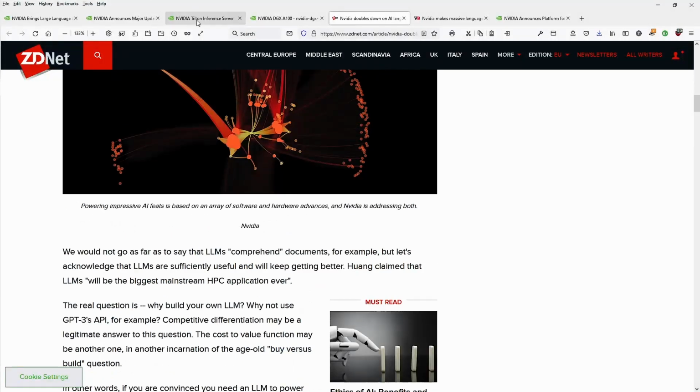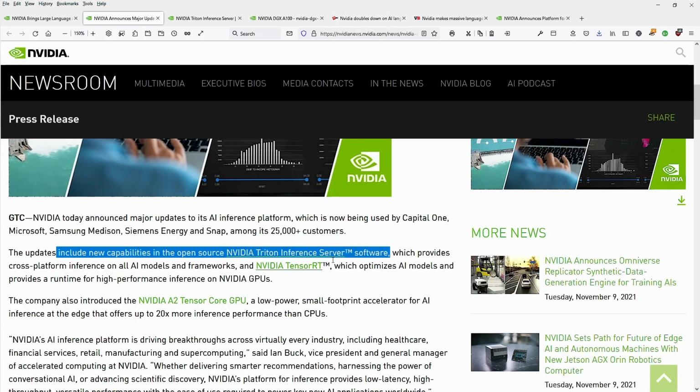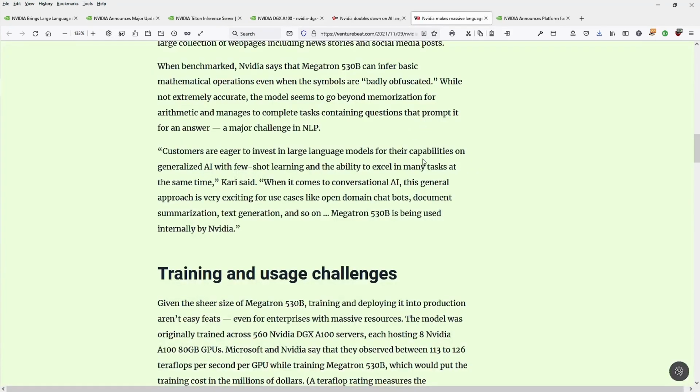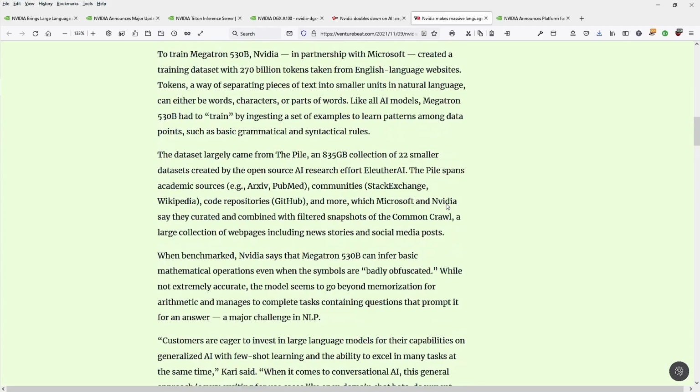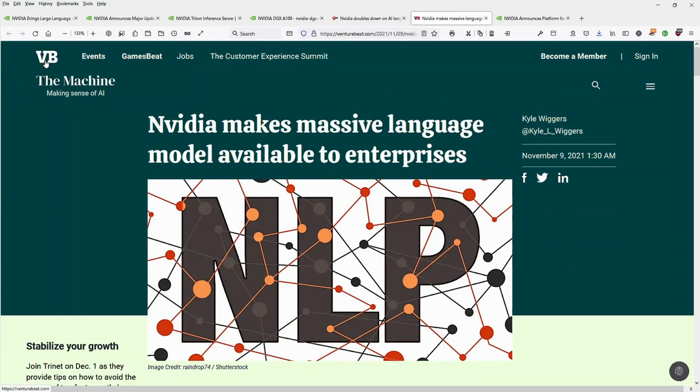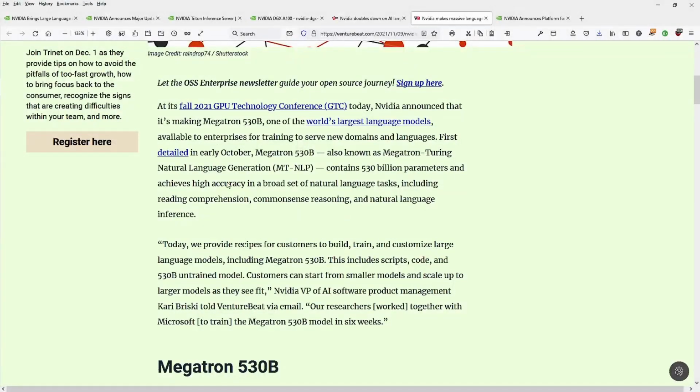So, this was the inference server software. I talked to you about the hardware elements, and now let's talk about the costs. Now, interesting here is an article from VentureBeat from November 9th, 2021. They make massive language models available to enterprises. Yes, of course. And we have again here our Megatron 530B model.